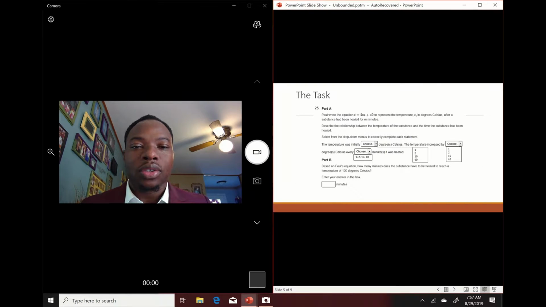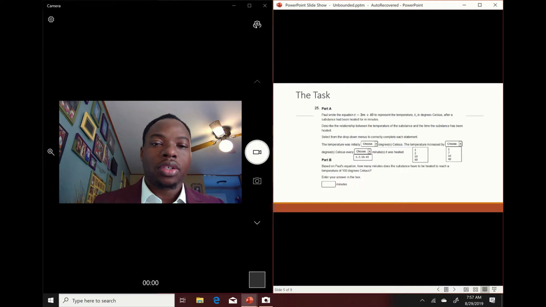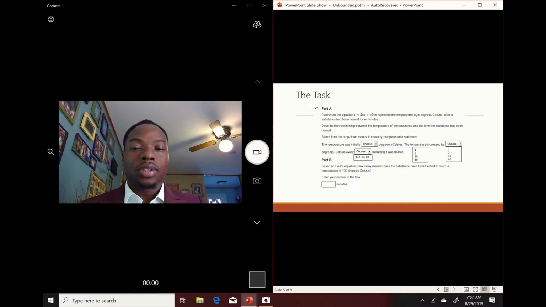Look at it. Part A is, Paul writes this equation, and immediately you see that it's not in typical mathematical terms. Usually when students start learning about linear equations, they're using y and x. And so it's important for students to be able to take the mathematical terminology that they know of, a linear equation is y equals mx plus b, and now take that and convert it into a real life situation.